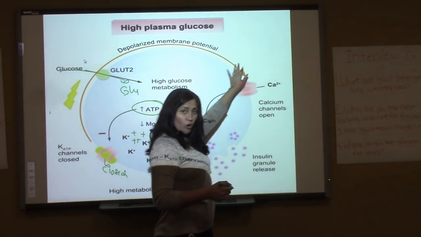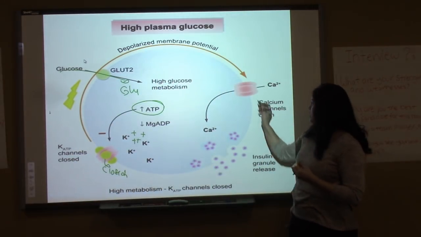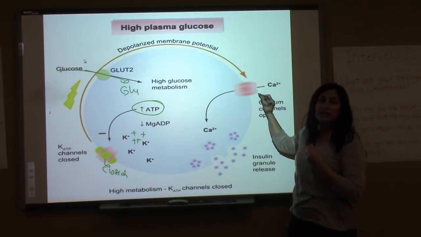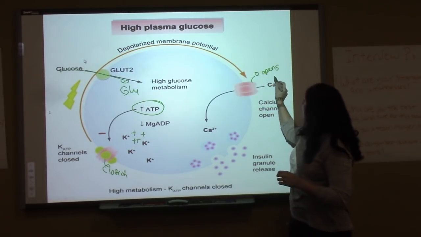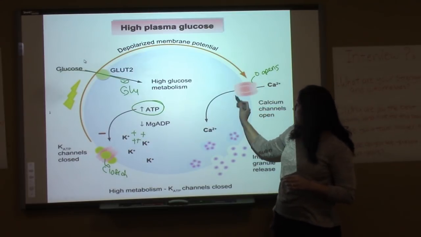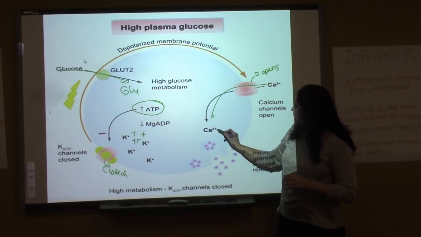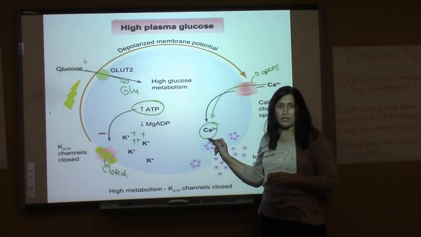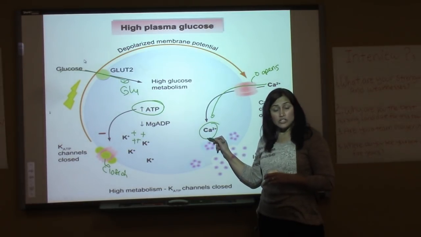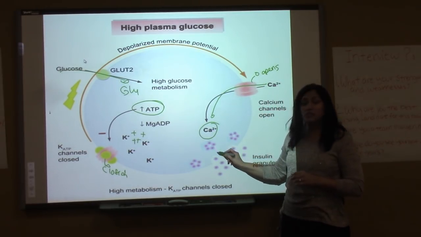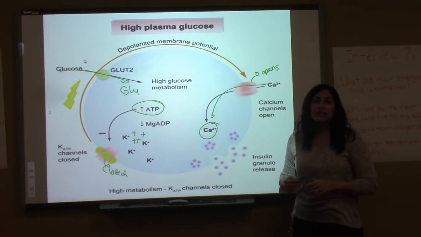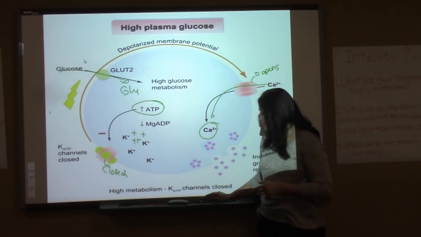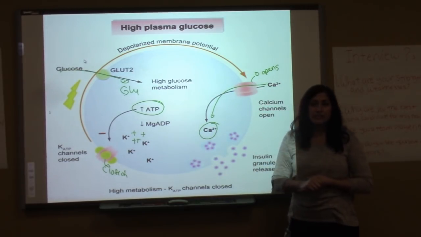Because the membrane is depolarized, that depolarization causes the voltage-gated calcium channel to open up. Because this channel opens, calcium is now able to come into the cell. Now because calcium has come into the cell, it causes these insulin vesicles to exocytose. So calcium causes exocytosis of insulin. And this is how the beta cell releases insulin.